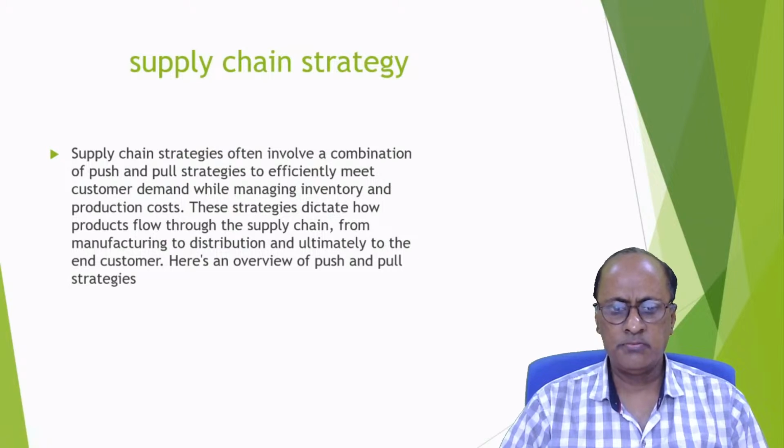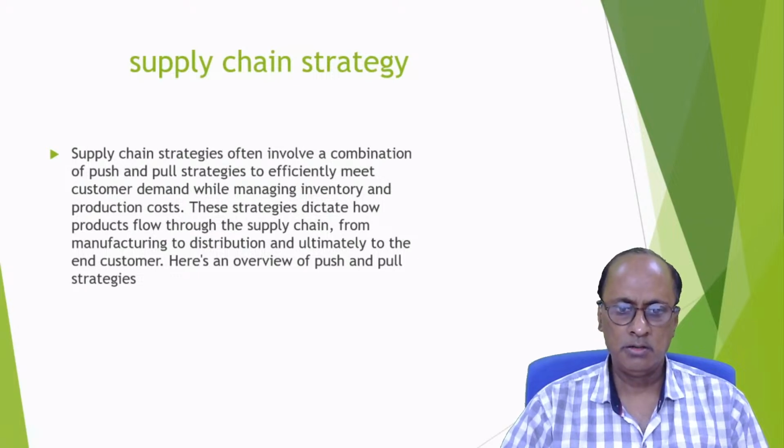Supply chain strategy often involves a combination of push and pull strategy to efficiently meet the consumer demand while managing inventory and production cost. This strategy dictates how the production flows through the supply chain from manufacturing to distribution and ultimately to the end customer. Then in subsequent slides, I will discuss what is push and pull strategy.